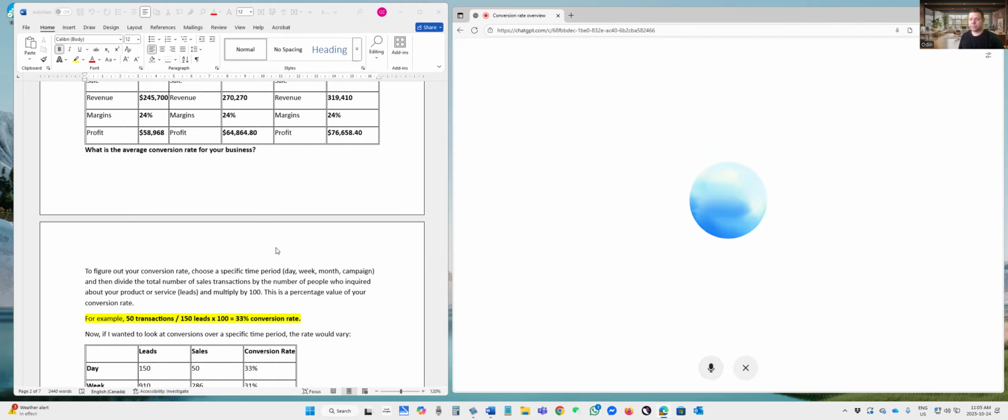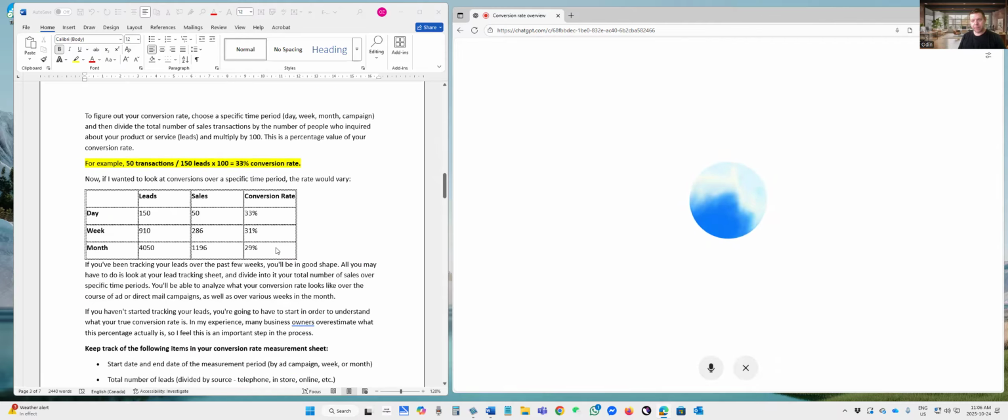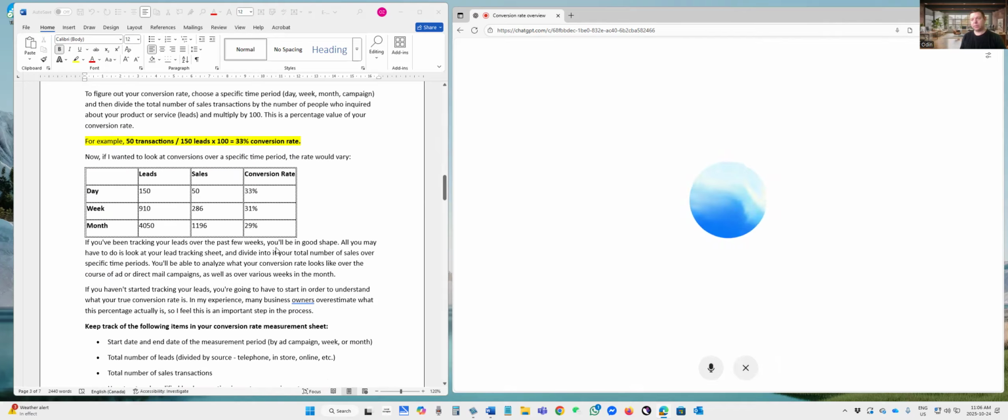What is the average conversion rate for your business? To figure out your conversion rate, choose a specific time period, day, week, month, or campaign, and then divide the total number of sales transactions by the number of people who inquired about your product or service and multiply by 100. This will give you a percentage value of your conversion rate. For example, if you have 50 transactions out of 150 leads, that's a 33% conversion rate.